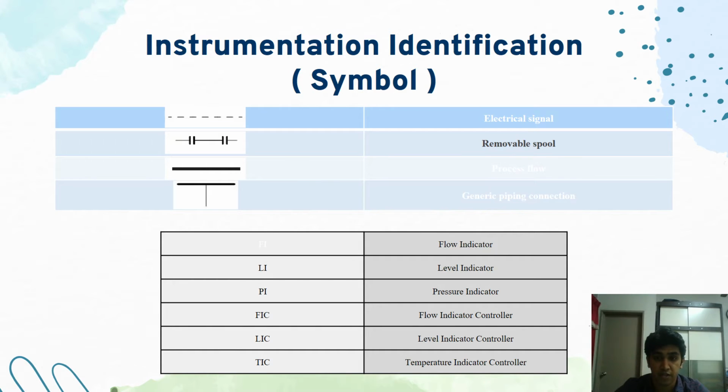Going to the flow connection indications, there are 6 types of indicators that we have found. The first one is FI, the flow indicator, LI level indicator, PI pressure indicator, FIC flow indicator controller, LIC level indicator controller, and TIC temperature indicator controller.